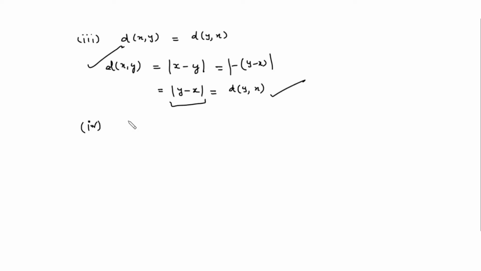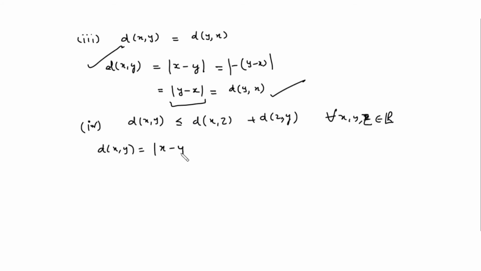Now see the fourth property. We want to show that the distance of x comma y is less than or equal to the distance of x z plus distance of z y, and this is true for every x, y, z belonging to the reals, right? We have to show this triangle inequality. Again, you consider the left hand side, that is d of x y, which is mod of x minus y. We can add and subtract z over here.